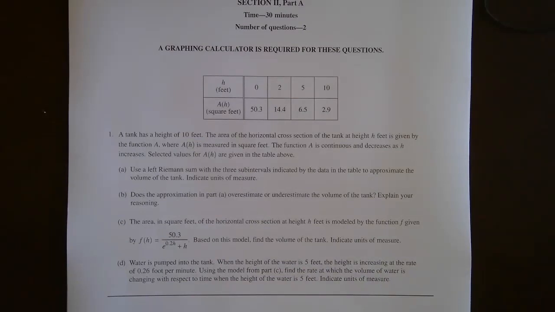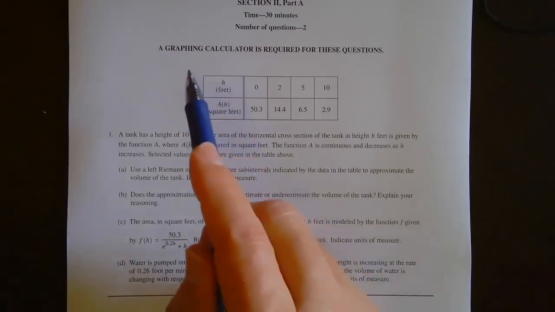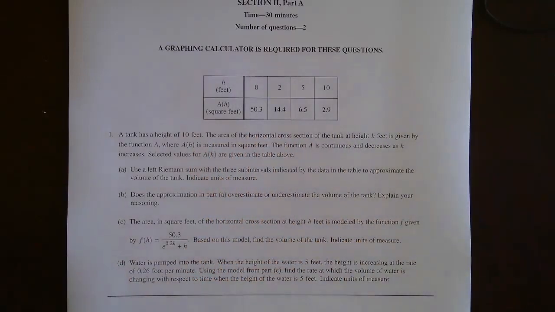So let's go back and we're going to use our calculator to integrate. So that's a good thing, right? Because what does it say up here? A graphing calculator is required for this. All right, so let's go and do this knowing that f of h is 50.3 over e to the 0.2h plus h, okay? Let's go ahead and do that.